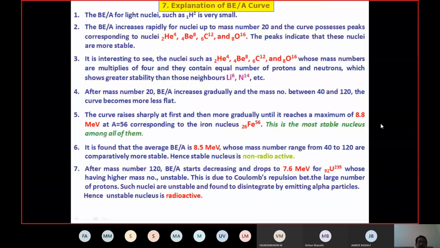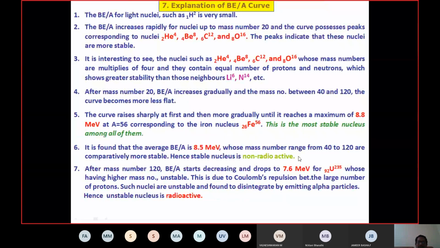I would like to mention one important criterion for the stability of a nucleus: a stable nucleus does not undergo spontaneous emission of radiation. So a stable nucleus does not emit any kind of radiation spontaneously.